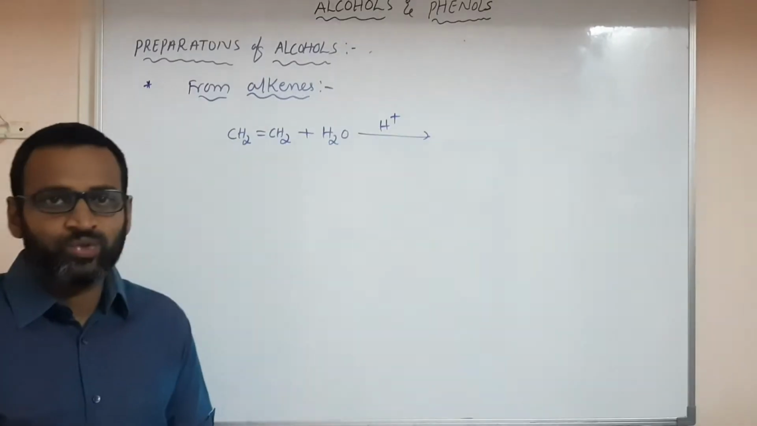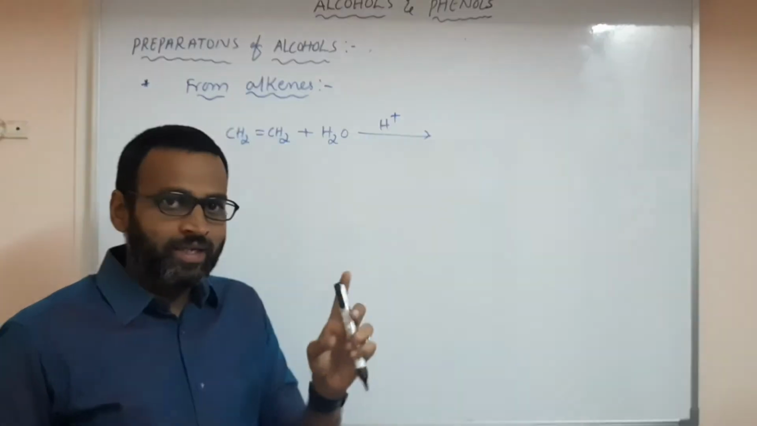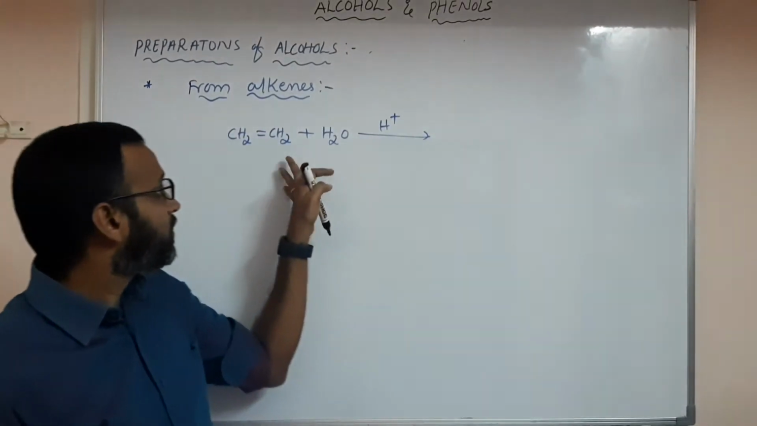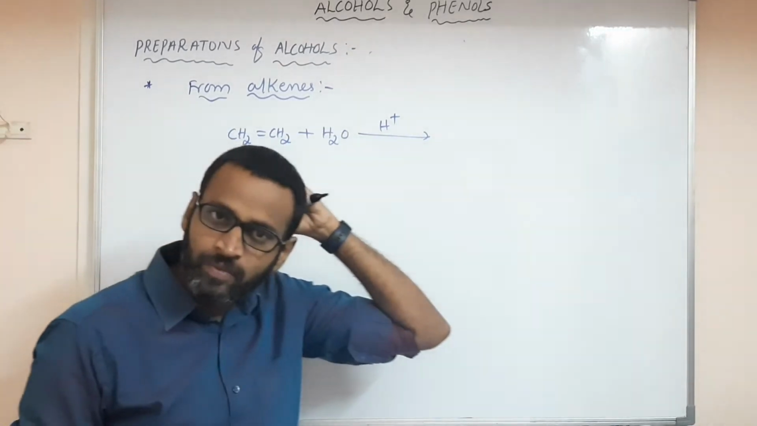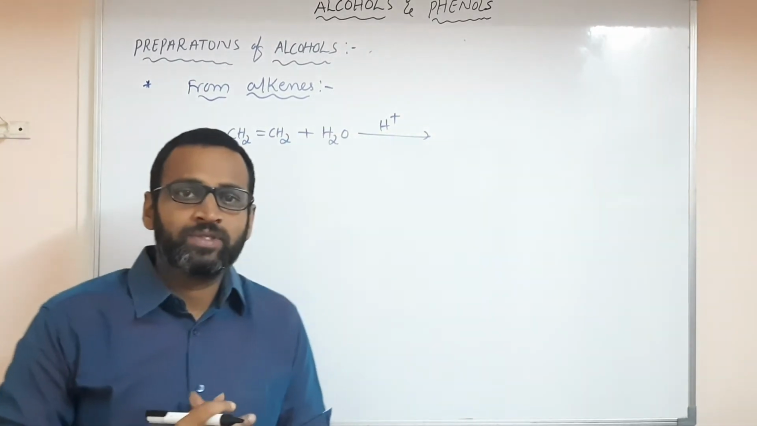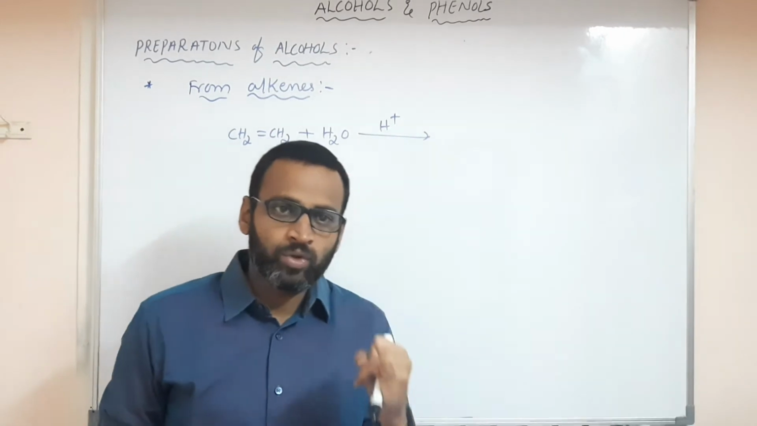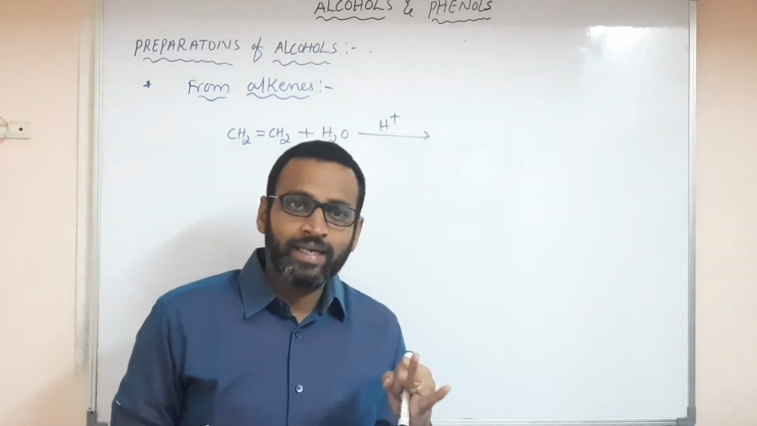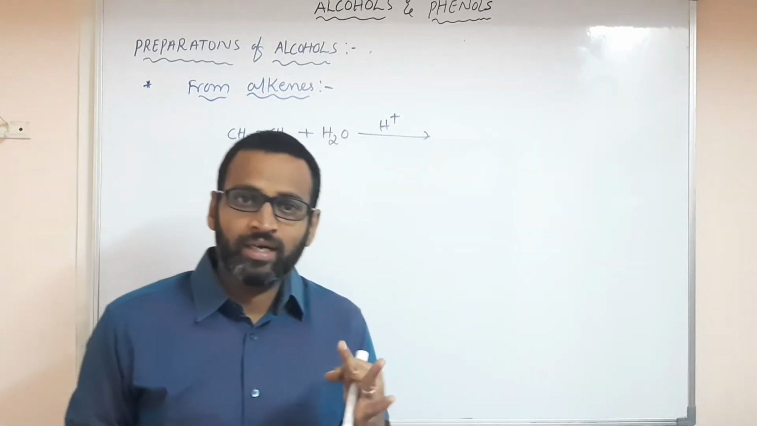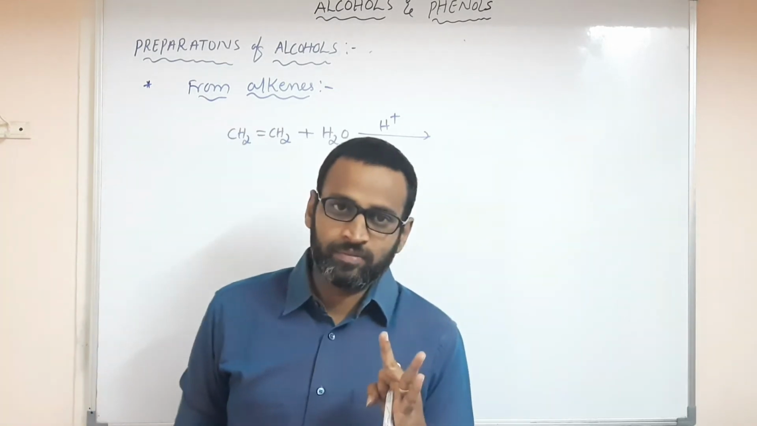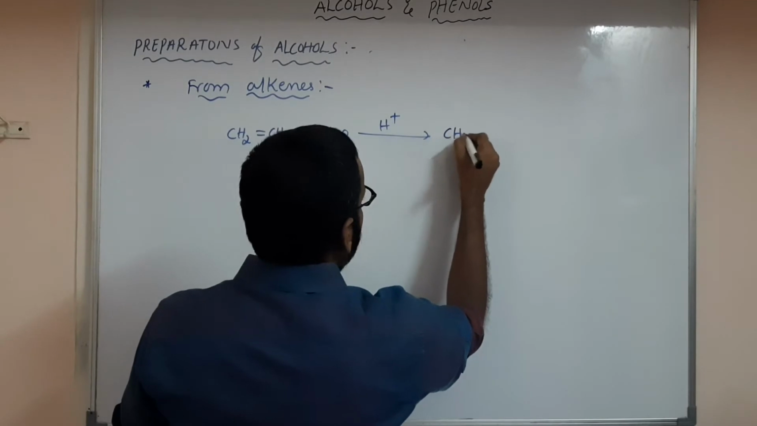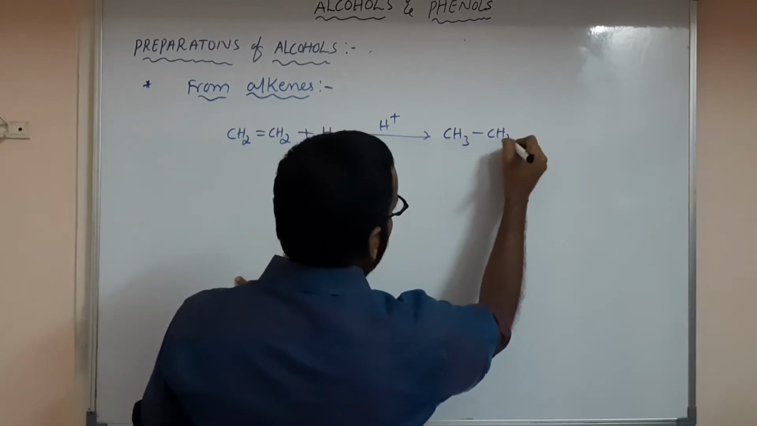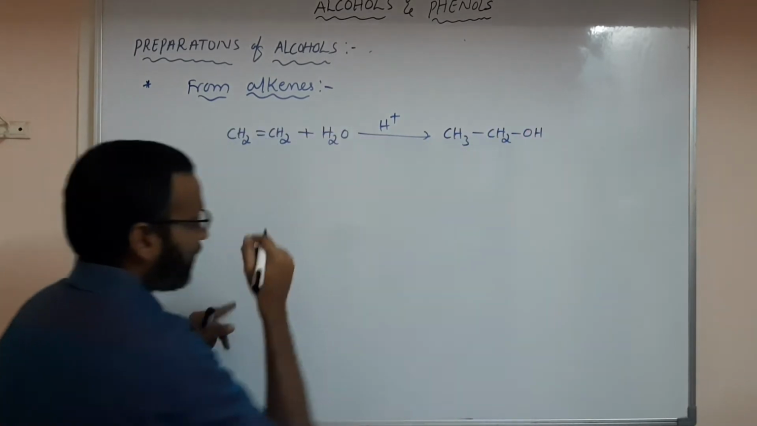H plus means H2SO4. This reaction has three steps: protonation, then addition of nucleophile, and deprotonation. Getting what I am saying? So here what happens? Then CH3CH2OH, what do you get? Alcohol.